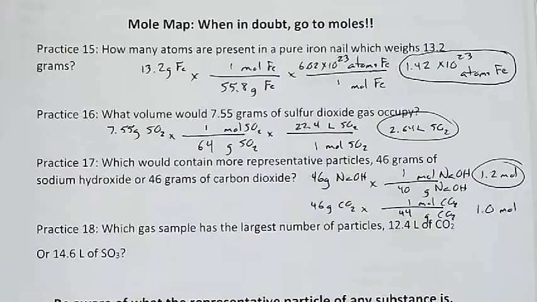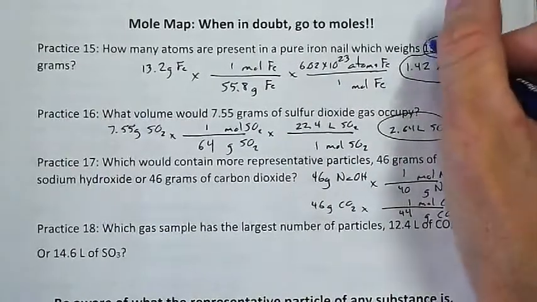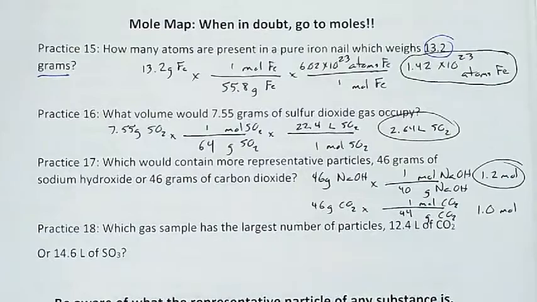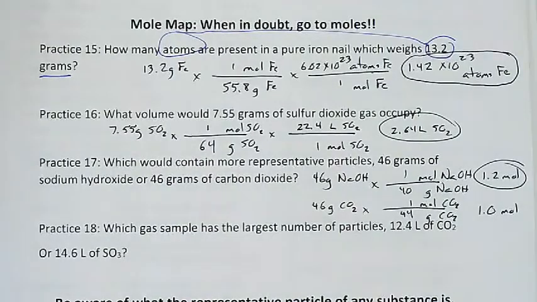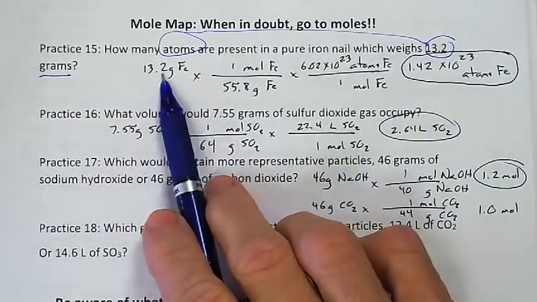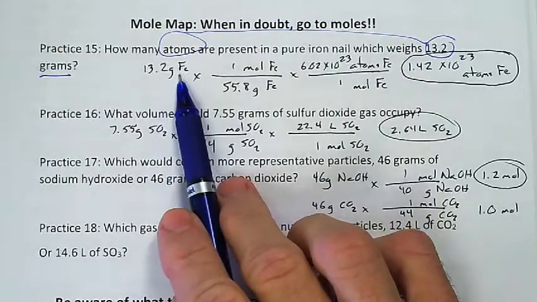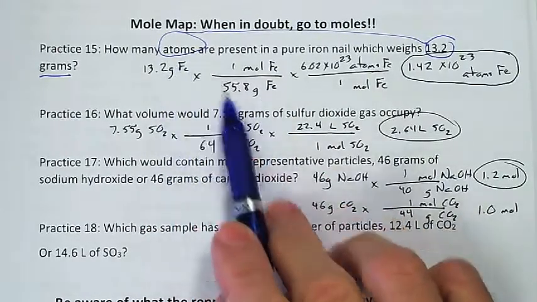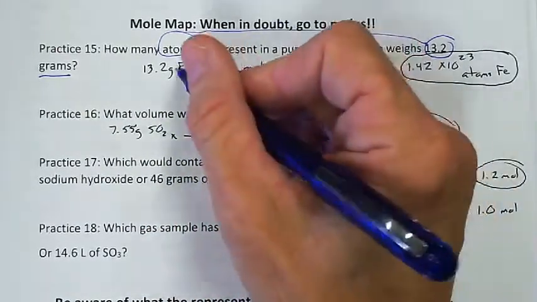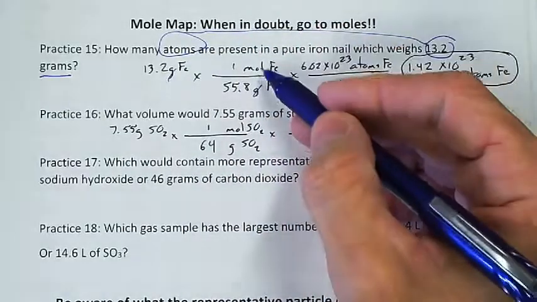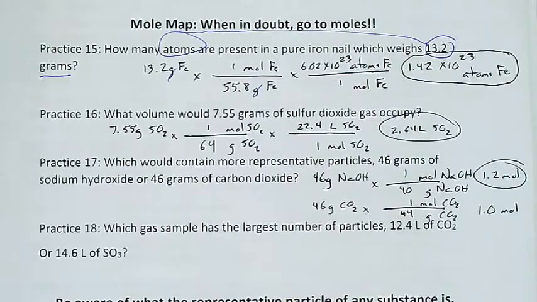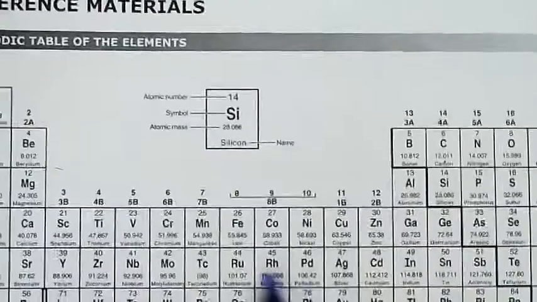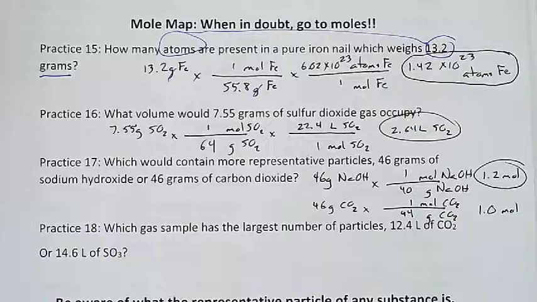So this problem here says we got 13.2 grams of iron, and they want to know how many atoms are present. So like I said, it's a two-step problem. If it doesn't mention moles, you got to convert to moles first. So the first thing you need to do is you've got 13.2 grams of iron, go to moles first. Remember, we always have to cancel out our preceding unit. So we got grams of iron here, and then in a conversion factor, we would say 1 mole is how many grams. You look that up again on the periodic table. You can see that iron's mass 55.8, and then you plug that in.